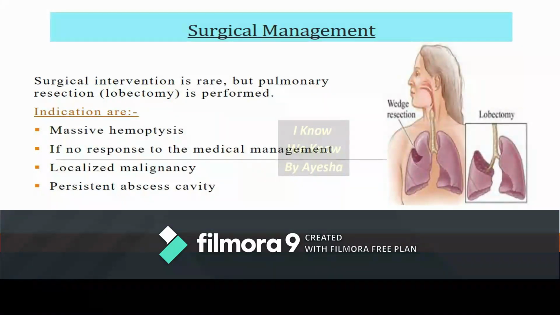Surgical management is very rare. Only lobectomy will be done, that is, pulmonary resection is performed. Indications of surgical management are massive hemoptysis with no response to medical treatment, localized malignancies, and persistent abscess cavity in the lung due to pneumonia. Only then is surgical management continued.